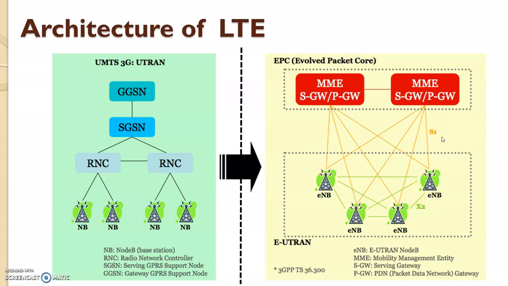So let us repeat. Each eNB connects with the EPC by means of the S1 interface, and it is also connected to the nearby base station by the X2 interface, which is mainly used for signaling and packet forwarding during handover.